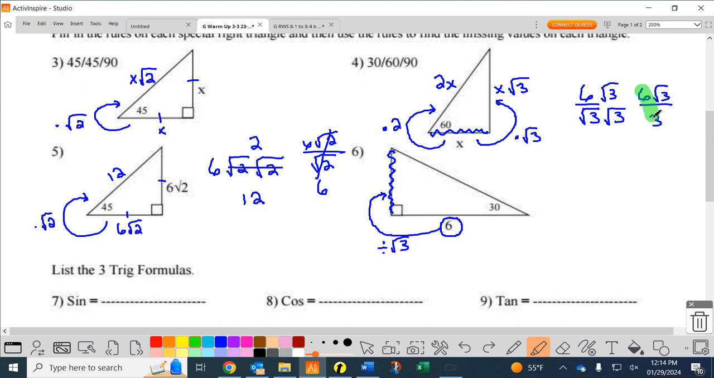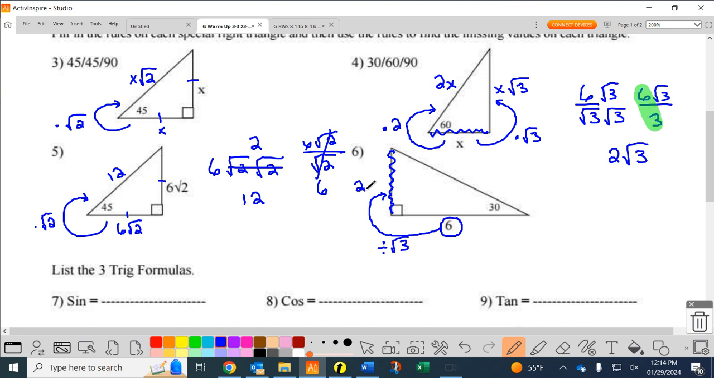And you can simplify that out. What's 6 divided by 3? So your answer is going to be 2 square roots of 3. You can only divide the ones that are outside or the ones inside. You can't do both. Okay? So you're simplifying the ones outside. That gives you 2 square roots of 3. That is our short leg.